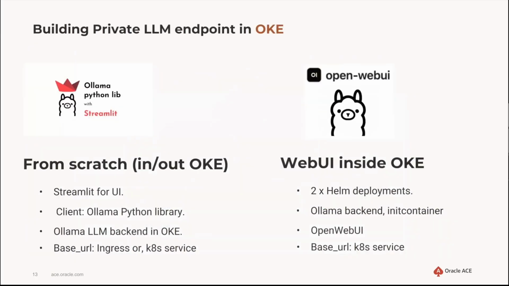Now, building a private LLM endpoint in OKE, you have a choice. You have two flavors. The first one is creating your application from scratch. Once your Ollama LLM backend is deployed, you have the choice to create an application from scratch using the Ollama Python client library that would interact with your backend. Here, as an example, is just Streamlit for the UI.